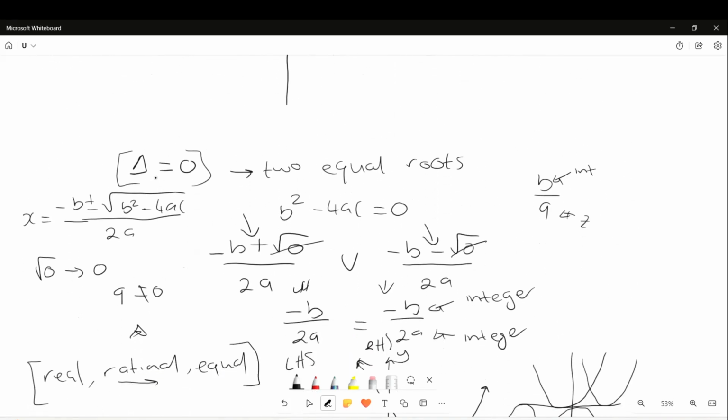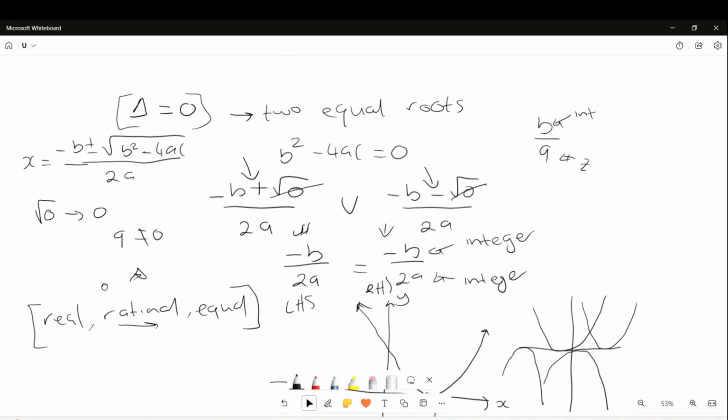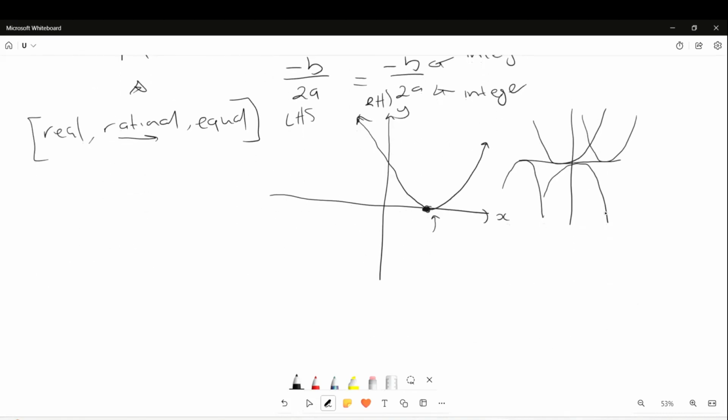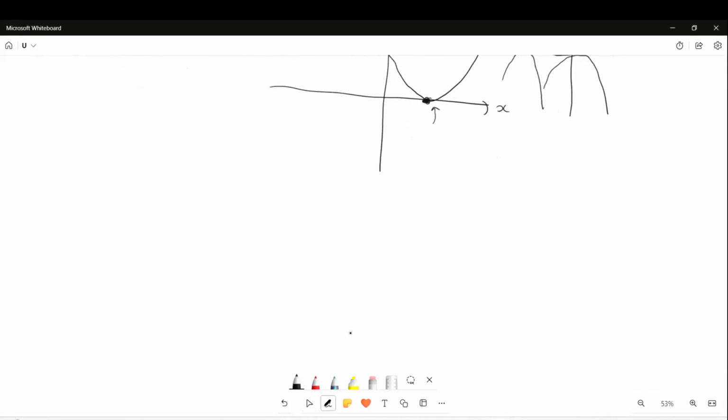If my delta is equal to 0, when they say determine the nature of roots, then you notice that what's inside the square root is equal to 0, so my roots are real, rational, and they are also equal. As you can see, I did some sketching on the side there. Okay, so now let us talk about when my delta is greater than 0.